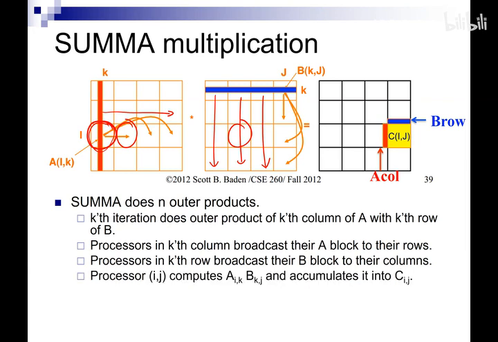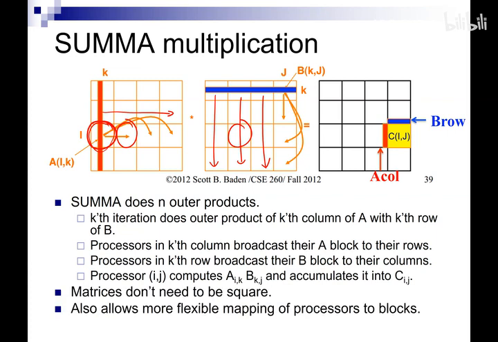So this is for k equals 1, right? And then you switch to k equals 2. So for k equals 1, you do all these broadcasts, you do the multiplication, and then you go to k equals 2, you do the broadcast, you do the multiplication, and you add to the value from the previous k, right? And you just keep doing that for all the k.